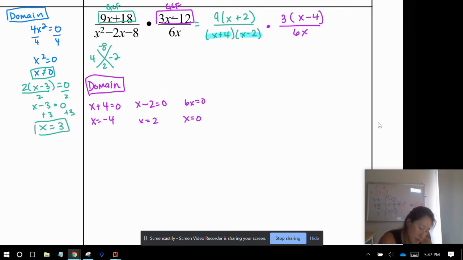I get x is equal to negative 4, x is equal to 2, and x is equal to 0. So when x is equal to negative 4, I would get a 0 in the denominator, so I cannot have x equals negative 4. When x is equal to 2, I would get a 0 in the denominator from that factor, so x cannot equal 2. And when x is equal to 0, in this factor, it's going to zero out our denominator, so x can't equal 0 as well. So there's 3 excluded values: 0, 2, and negative 4. All right, hold that for later.